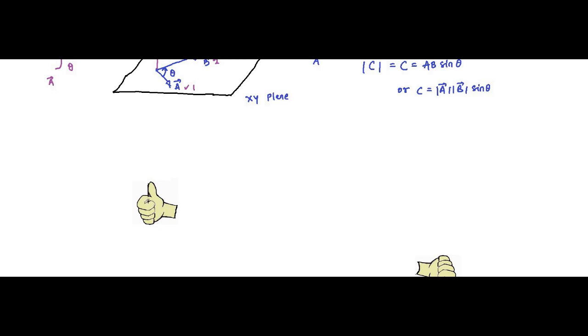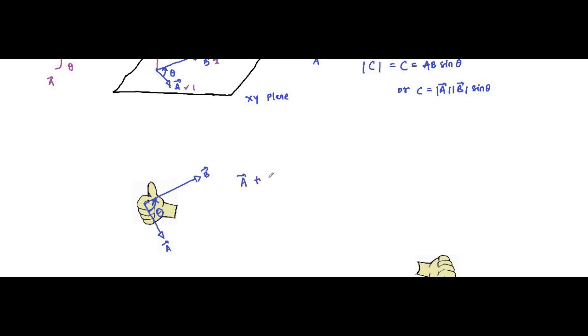We have A vector here, and here we have B vector. So pay attention to the direction in which the fingers are curled. Okay, it is here, like this. This is the angle theta, that is A vector to B vector.